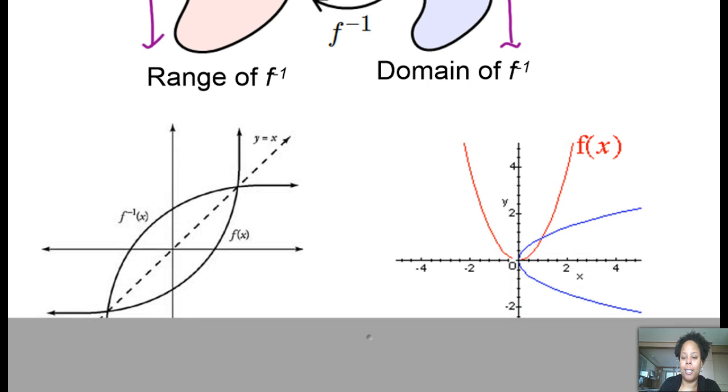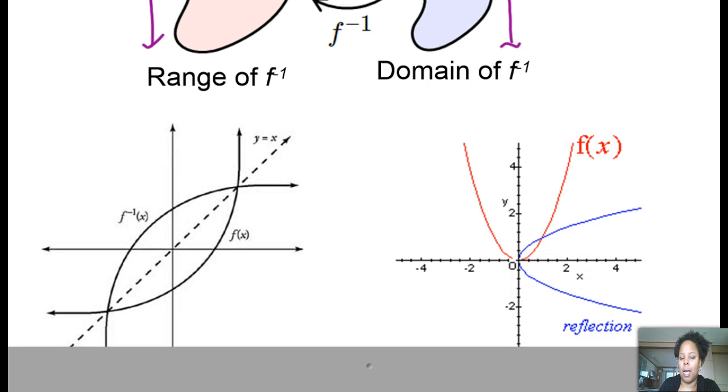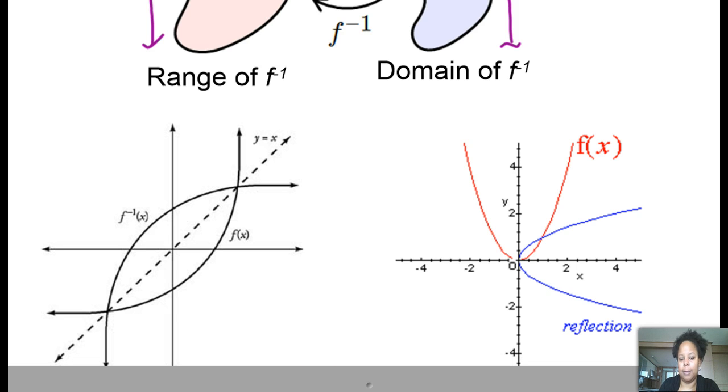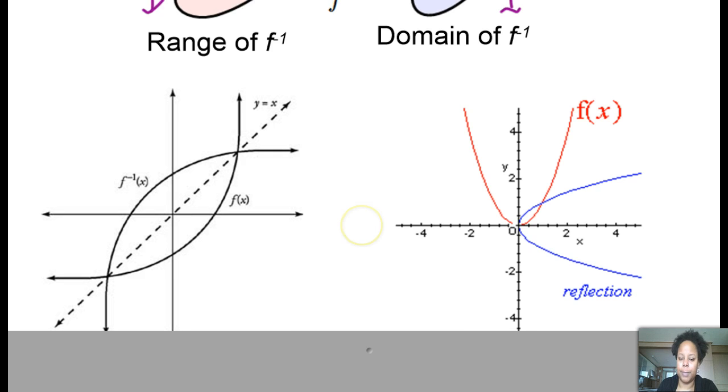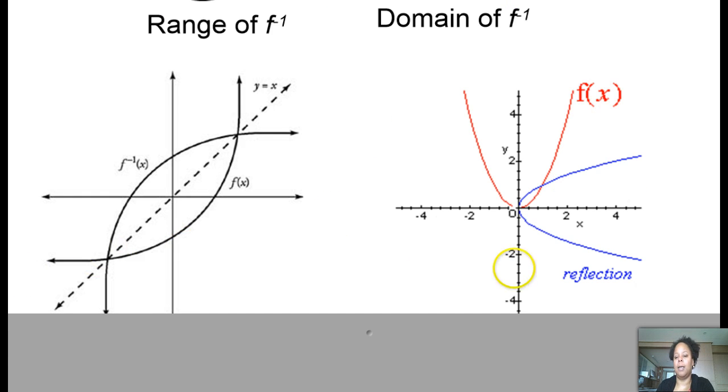Graphically, they're basically reflections of each other across the line y equals x. The reason is that whatever the point (x, y) is, the reflected point is (y, x), an opposing thing on the opposite side. So inverse functions are reflections of each other across the line y equals x.